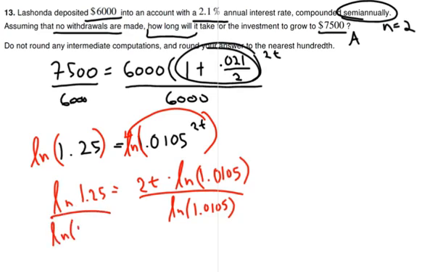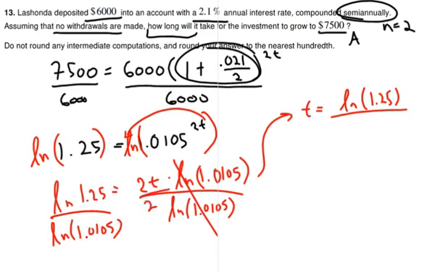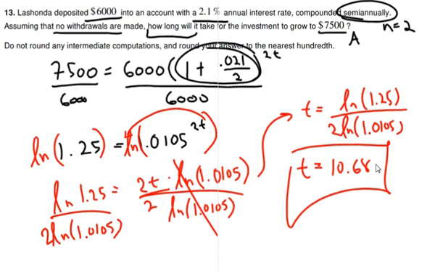Divide both sides by natural log 1.0105, and I should have a 2t on this side. Now, if I then divide both sides by 2, I'm going to try to get everything in one shot here. So divide this side by 2, that side by 2. I would have t equals natural log 1.25 divided by 2 times natural log 1.0105, which gives me 10.68. That's exactly what they wanted. They wanted how long it's going to take, rounded to the nearest hundredth, and there we have it.